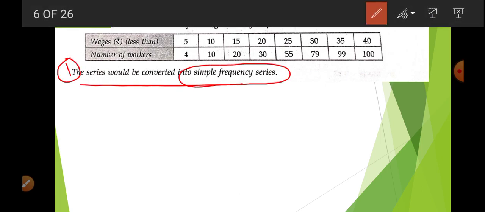That is the first step, and you are going to follow the same process that you learned in continuous series. So in this question, first of all we are going to convert it into a simple frequency series. How are we going to calculate the simple frequency series? Here I am going to solve this question.